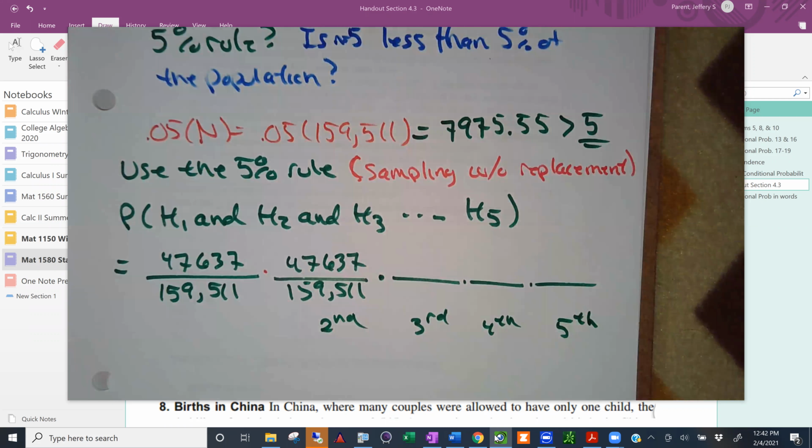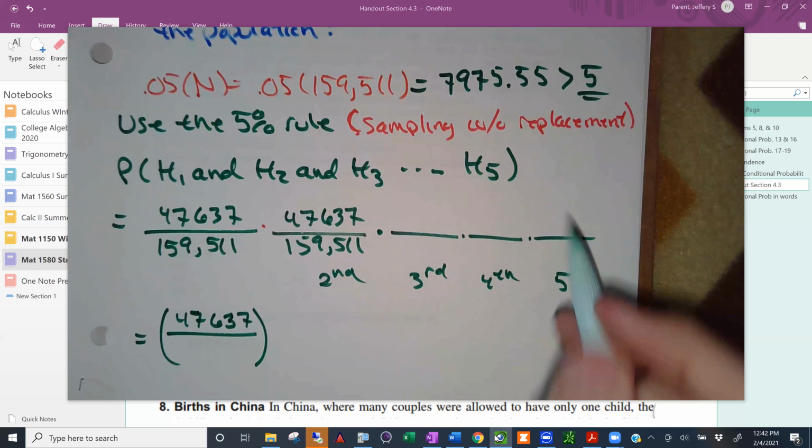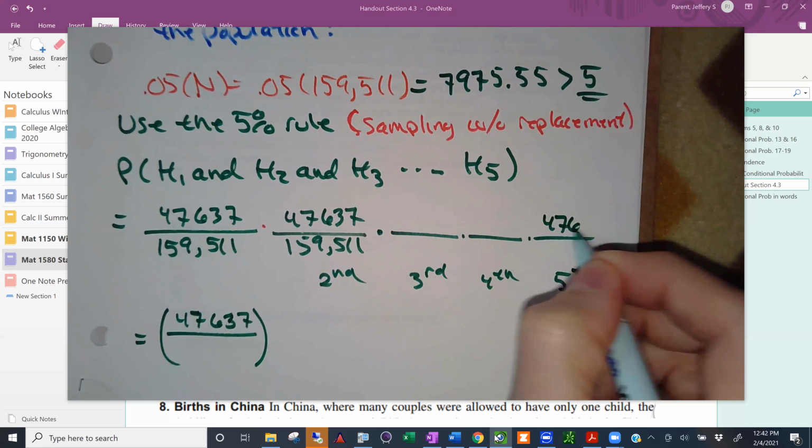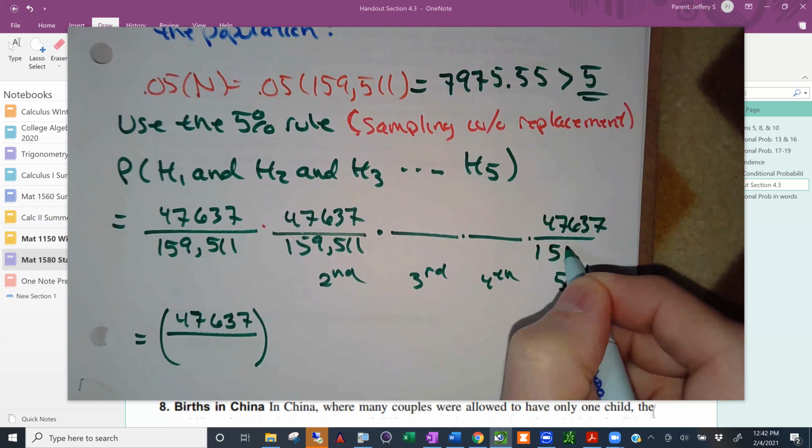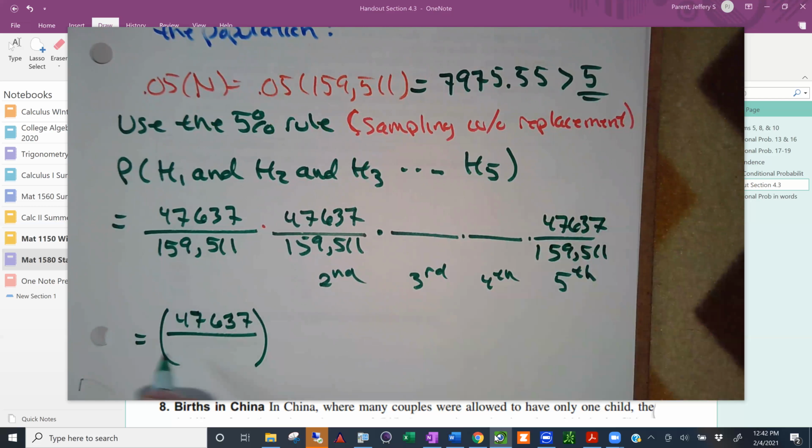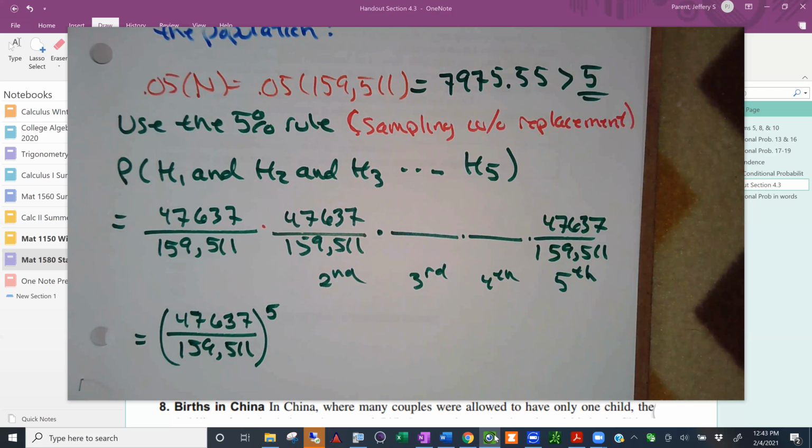Now, overall, what does that lead to? Does anyone want to type that in their calculator for me? Multiply that by itself 5 times? I sure wouldn't. What's a clever way to do this? Raise it to the 5th power. Yeah, raise it to the 5th power. So 47,637 over 159,511, raised to the 5th power. Yay, and that's it. So there's your probability.